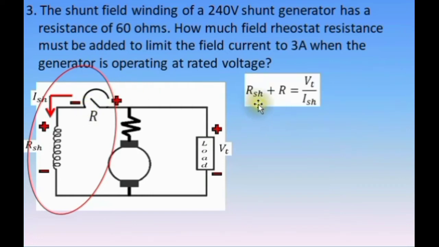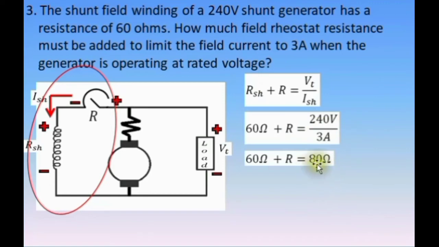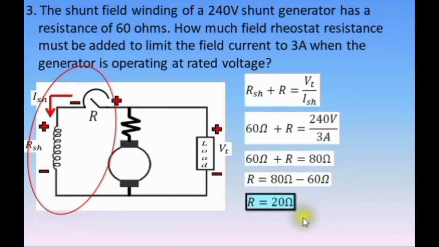Take note that the shunt field resistance is given as 60 ohms, terminal voltage is 240 volts, and the desired field current is 3 amperes. Substituting those values in this equation, we have 60 ohms plus R equals 240 volts divided by 3 amperes. 240 volts divided by 3 amperes is 80 ohms. Transposing 60 ohms to the other side of the equation, we have R equals 80 ohms minus 60 ohms. Therefore, the field rheostat resistance is equal to 20 ohms.